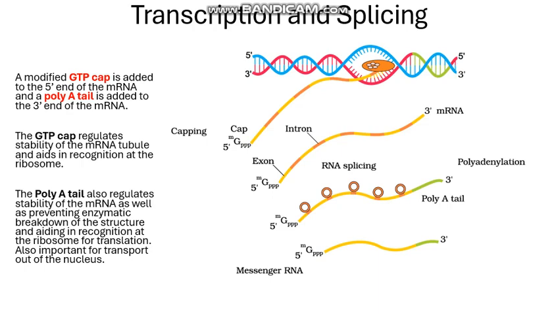So, a modified GTP cap is added to the 5' end of the mRNA, and a poly-A tail is added to the 3' end of the mRNA. This GTP cap regulates the stability of the mRNA and aids in recognition at the ribosome, while the poly-A tail also regulates stability of the mRNA, as well as preventing enzymatic breakdown of the structure and aiding in recognition at the ribosome for translation. It also plays an important role in the transport of the post-mRNA out of the nucleus.